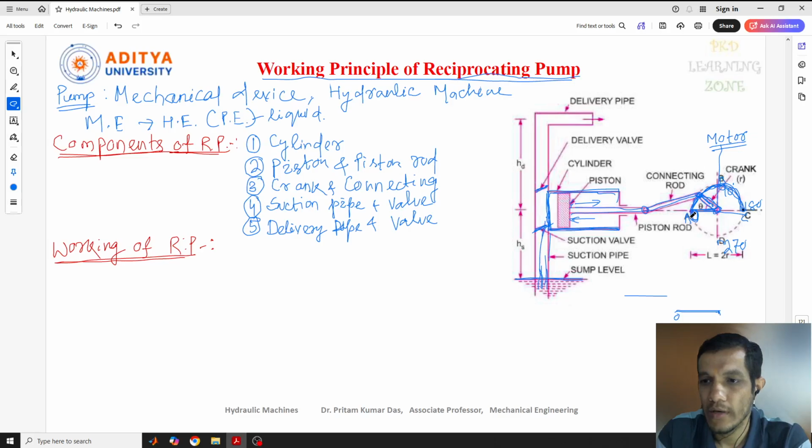The crank will complete a full rotation here. In the half revolution, if you see, the piston moves from left to right. Suppose this is the left and this is our right side. So the crank will move from here to here, completing 0 to 180 degrees.